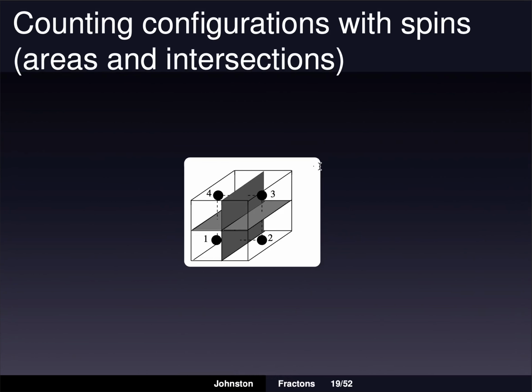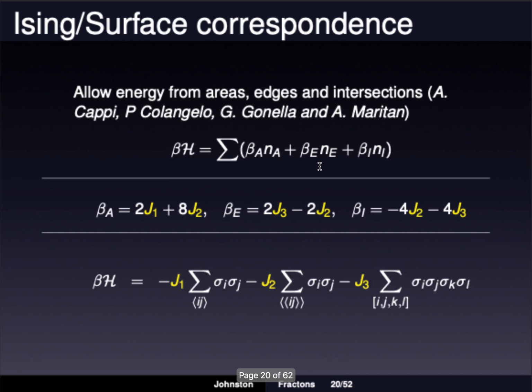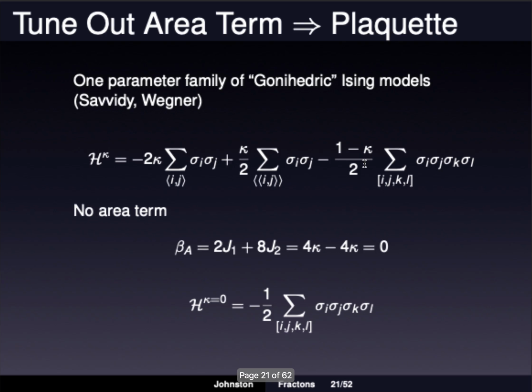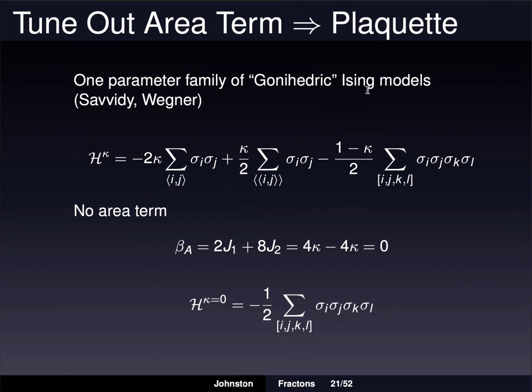If we count up all the different possibilities, it's possible to show that this spin model is in one-to-one correspondence with this surface Hamiltonian. In general, the area term will dominate. So the phase behaviour of your surface model will look like the phase behaviour of the three-dimensional Ising model, which has got a continuous phase transition.